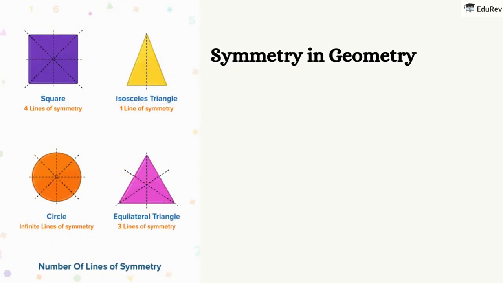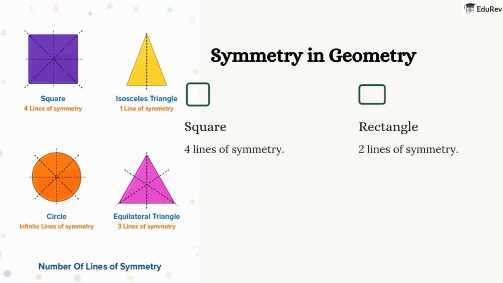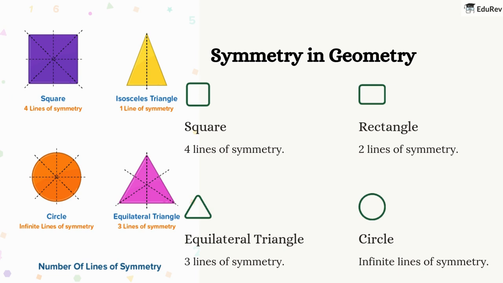Symmetry is also important in geometry. Let's look at some shapes and their lines of symmetry. A square has 4 lines of symmetry. A rectangle has 2 lines of symmetry. An equilateral triangle has 3 lines of symmetry. And a circle. It has so many lines of symmetry that we say it has infinite lines of symmetry. Isn't it amazing how symmetry is everywhere in math?